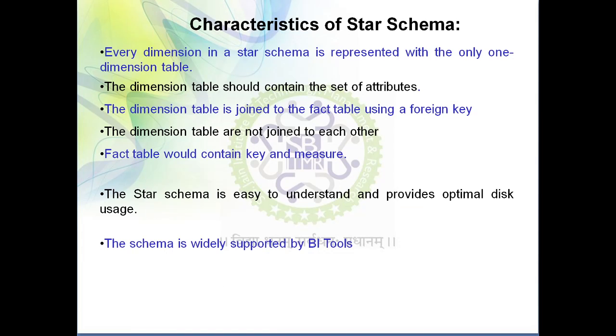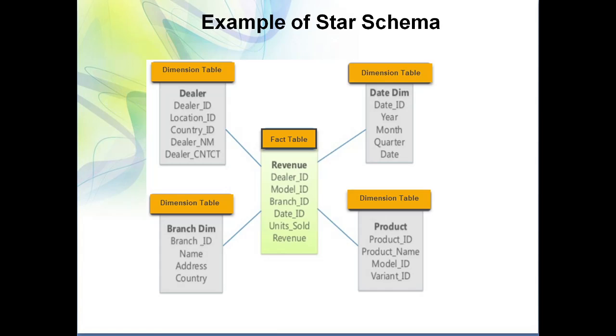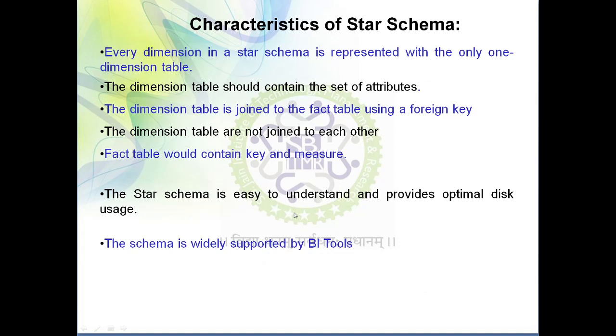Dimension tables are not joined to each other. Here you can see the product table is not joined to the date table, dealer table, and the branch table, but it is directly attached to only the fact table, that is revenue. This is another feature of this star schema.